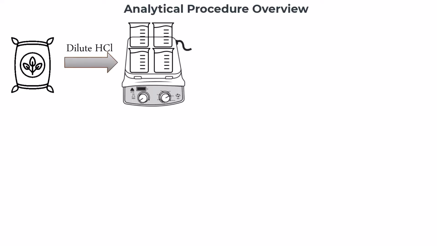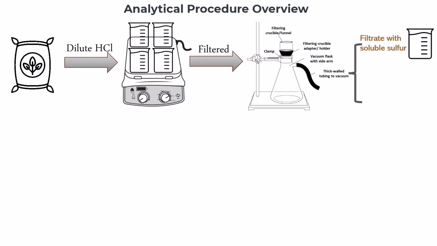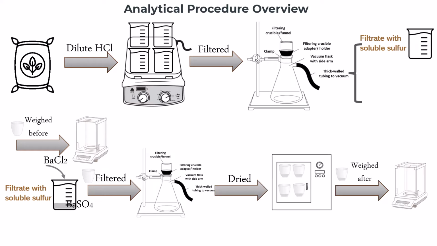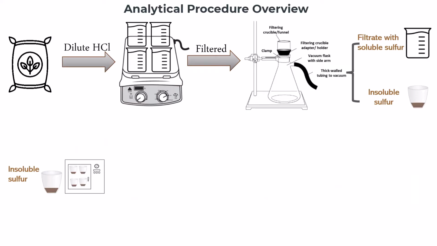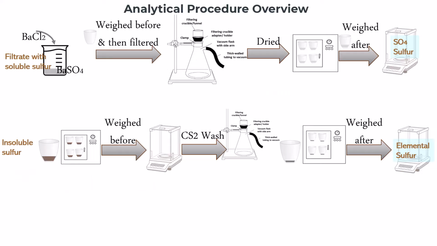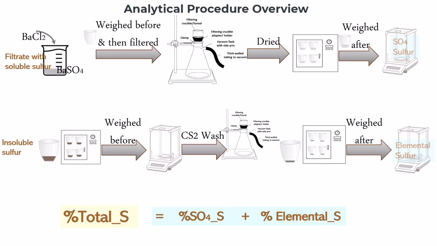Solid fertilizers are digested with diluted hydrochloric acid and filtered. The filtrate contains sulfate-sulfur, which is precipitated with barium chloride, filtered, dried, and weighed. The insoluble portion of the original digest is used to determine elemental sulfur. This is done by weighing the residue before and after a carbon disulfide wash, which dissolves elemental sulfur. Total sulfur is defined as the sum of sulfate and elemental sulfur.